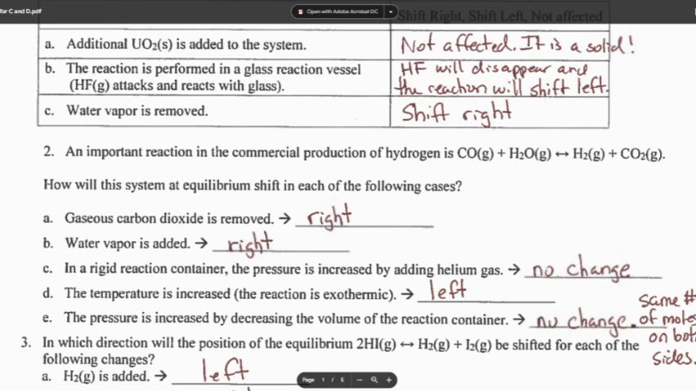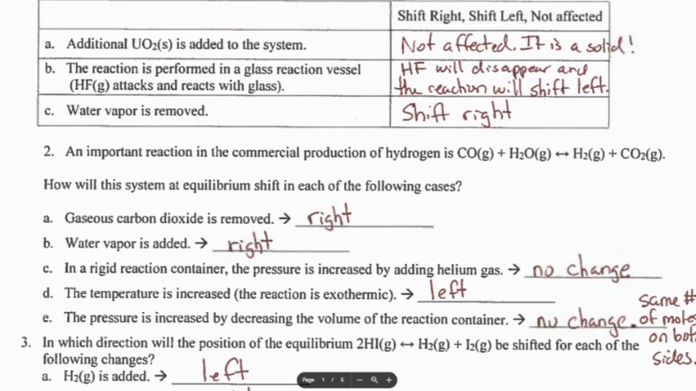And we go to E. The pressure is increased by decreasing the volume. So typically when we're doing pressure and volume, we look at the moles. If the volume is decreasing, it'll go to the smaller side of moles. If the volume is increasing, it'll go to the larger side of moles. And when I say moles, I mean we look at these coefficients and we add them together.